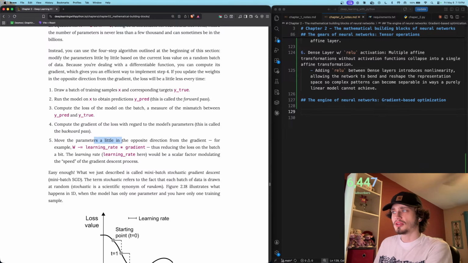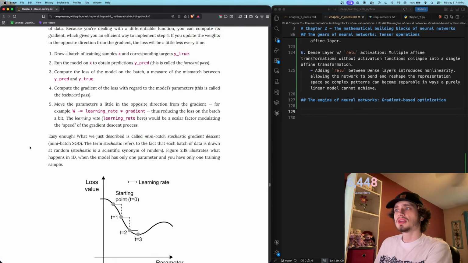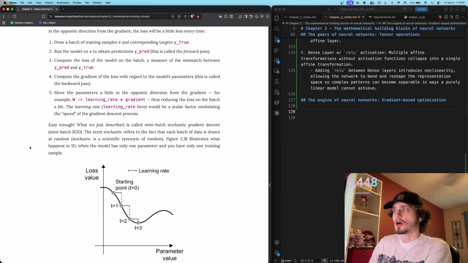Move the parameters a little in the opposite direction from the gradient. For example, the weight minus equals 2, lowering the weight by a factor of the learning rate times the gradient, thus reducing the loss on the batch a bit. The learning rate here would be a scalar factor modulating the, quote, speed of the gradient descent process. Easy enough. What we just described is called mini-batch stochastic gradient descent, mini-batch SGD.